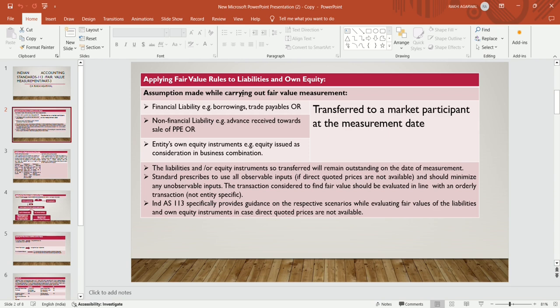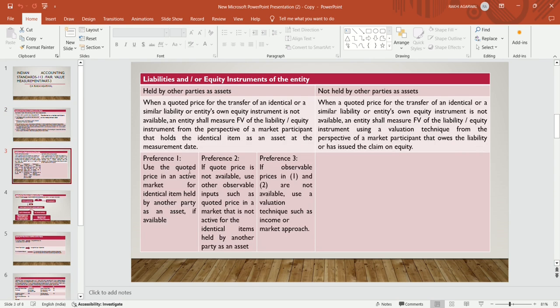Ind AS 113 specifically provides guidance on the respective scenarios while evaluating fair values of liabilities and own equity instruments in case direct quoted prices are not available. If the direct quoted price is not available, Ind AS 113 provides us guidance to evaluate the fair value of the liabilities and equity. That is why Ind AS 113 provides guidance to bring out the fair value if the price is not directly available for the liability and other equity instruments of the entity.